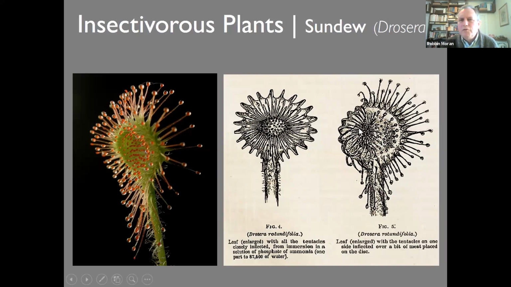For example, over here on the right, there's a piece of meat that he put on this side of the leaf. And you can see how all the tendrils have curled over that and are on that piece of meat, trapping it there. This is a leaf that was put in an ammonium phosphate or biphosphate solution, and that caused all of the tendrils to flex inward.